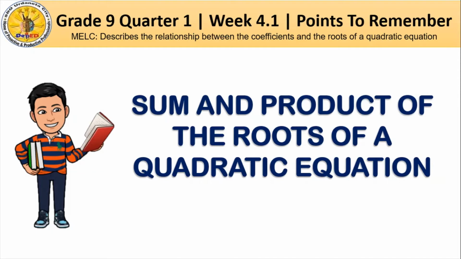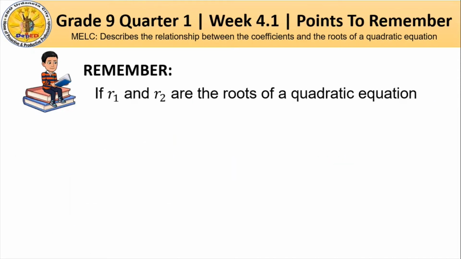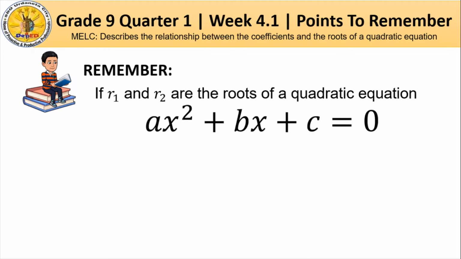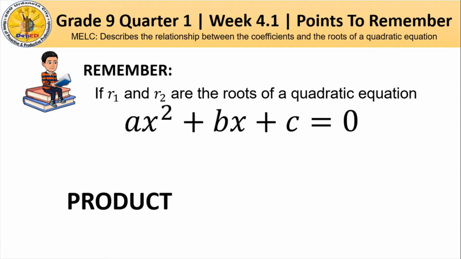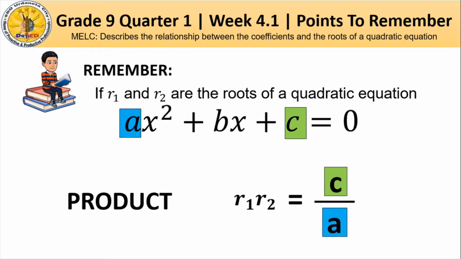a quadratic equation. Remember that if r sub 1 and r sub 2 are the roots of a quadratic equation, ax squared plus bx plus c is equal to 0, we can obtain the sum by using the formula r sub 1 plus r sub 2 is equal to negative b over a. On the other hand, to obtain the product of the roots, we will use the formula r sub 1 times r sub 2 is equal to c over a.